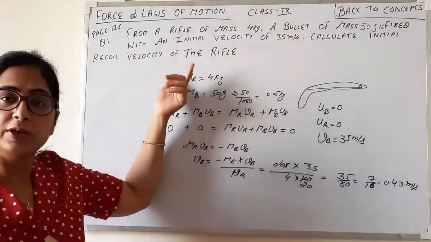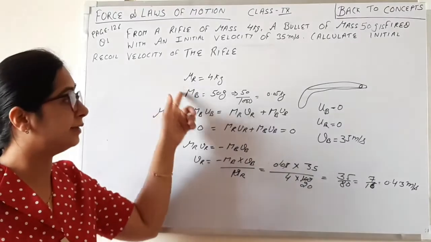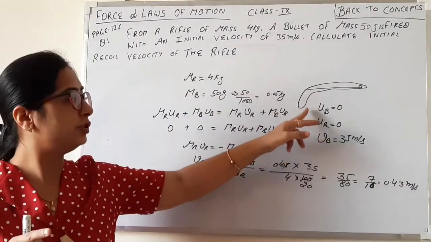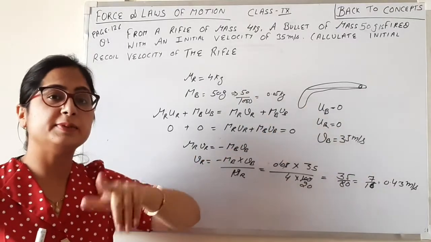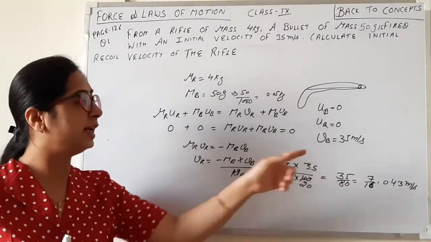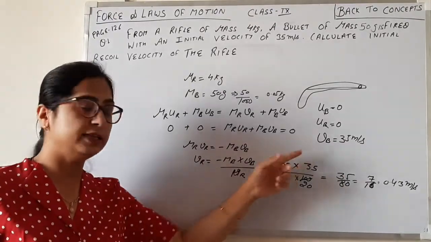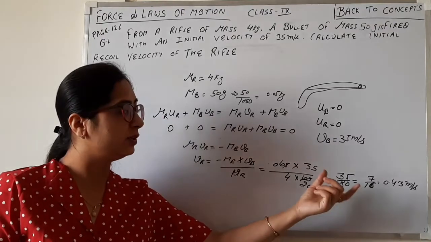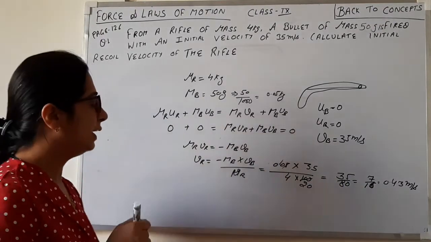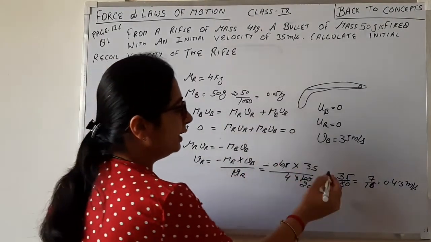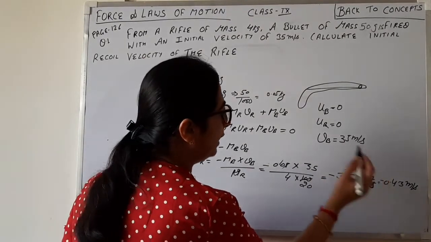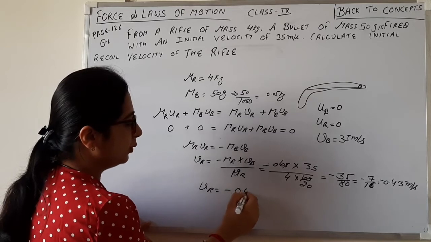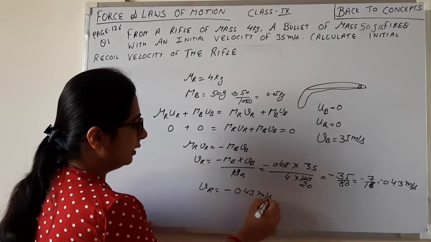Here the mass of the bullet and mass of the rifle are given, and the velocity of the bullet is given, and the initial velocity of both rifle and bullet must be 0 before fire. After fire, one velocity is given, so the other velocity we calculate here, that is 0.43 meter per second, but here the velocity is negative. So the velocity of rifle is equal to minus 0.43 meter per second.